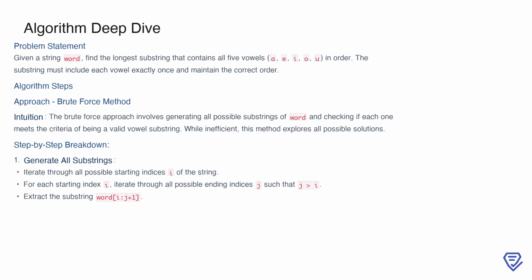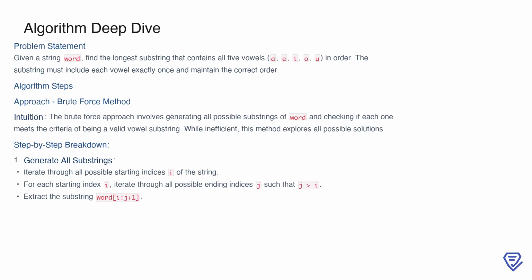The idea behind this approach is to systematically generate all possible substrings of the input string and then check each one to see if it meets the criteria. While this is not the most efficient solution, it provides a clear way to explore all potential answers. To break it down, the first step is to generate all substrings.